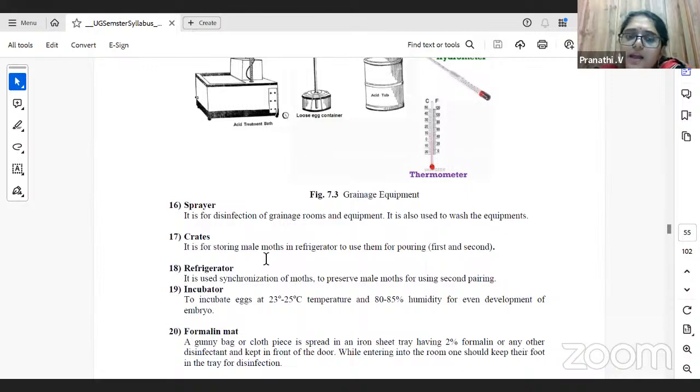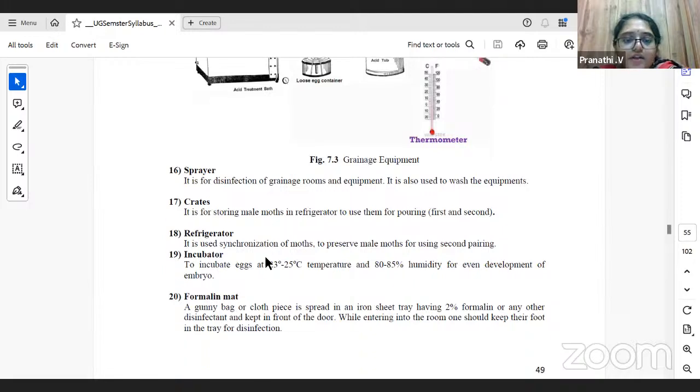Crates for storing the male moths in the refrigerator so that they are used for mating as needed. And a refrigerator, of course, is used for synchronization of the moths, to preserve the male moths for the second pairing. So as to perform the different mating purposes, you can use the male moths. For second pairing also you can use them. That is why you hibernate them using refrigerators.